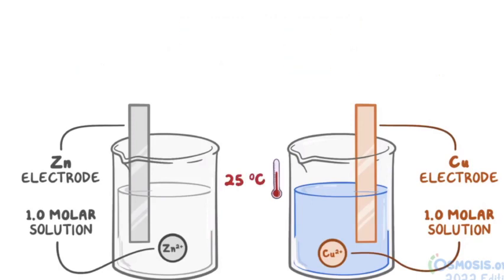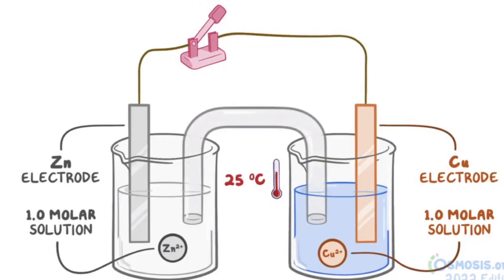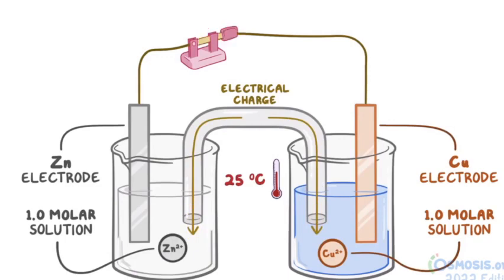Now, in our galvanic cell, the two electrodes are connected by a wire with an open switch, and there's also a salt bridge between the two compartments. The salt bridge allows electrical charge to travel between the solutions. To get the galvanic cell started, we need to close the switch so that electrons, or electrical current, can flow through the wire.